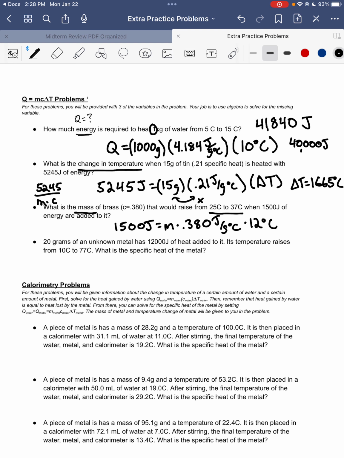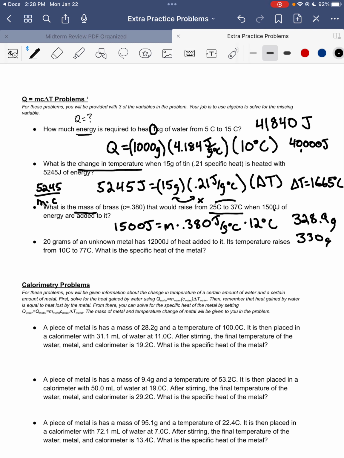So again, just like the last problem, I'm going to take 1,500 divided by 0.380 and take that number and divide it by 12. And that leaves me with my answer in grams, which is 328.9 grams. Again, if I'm worried about sig figs, I'm going to look and see that my fewest are 2 sig figs, and so I would round that to 330 grams. Technically, my lowest is actually 1 sig fig, but we're going to assume that it's 2 for this problem.